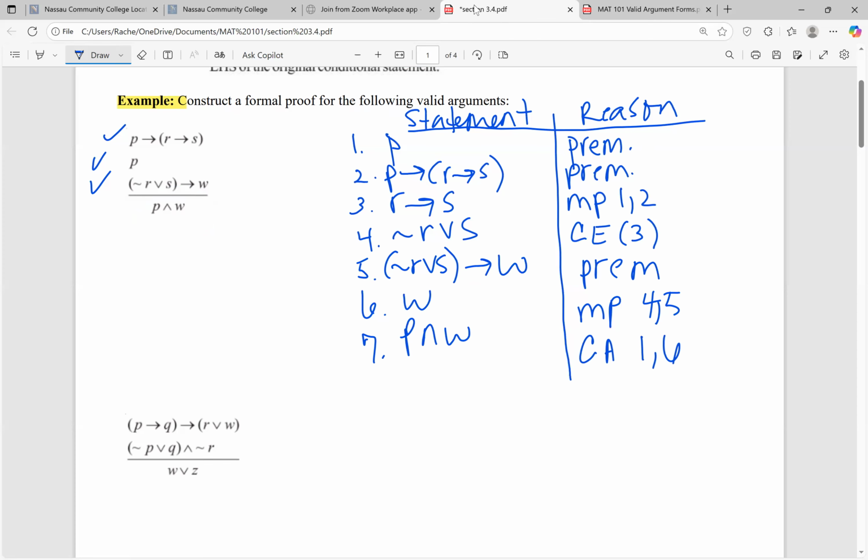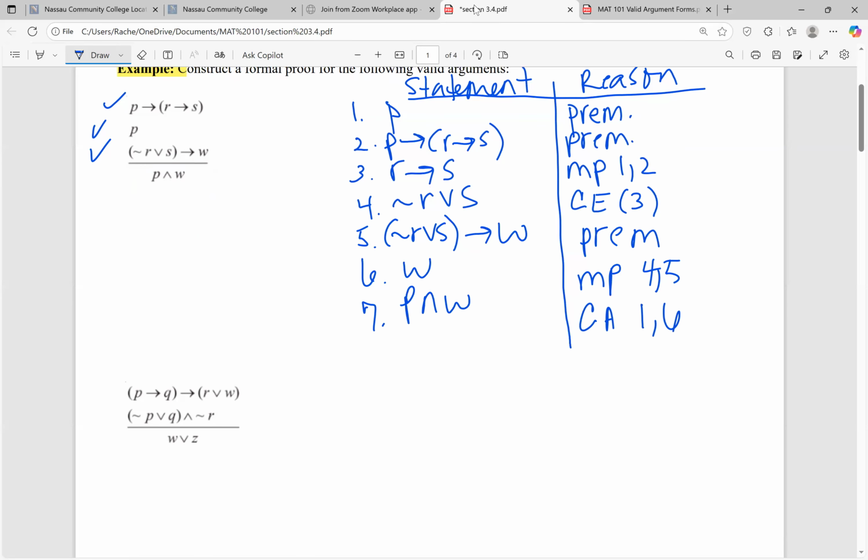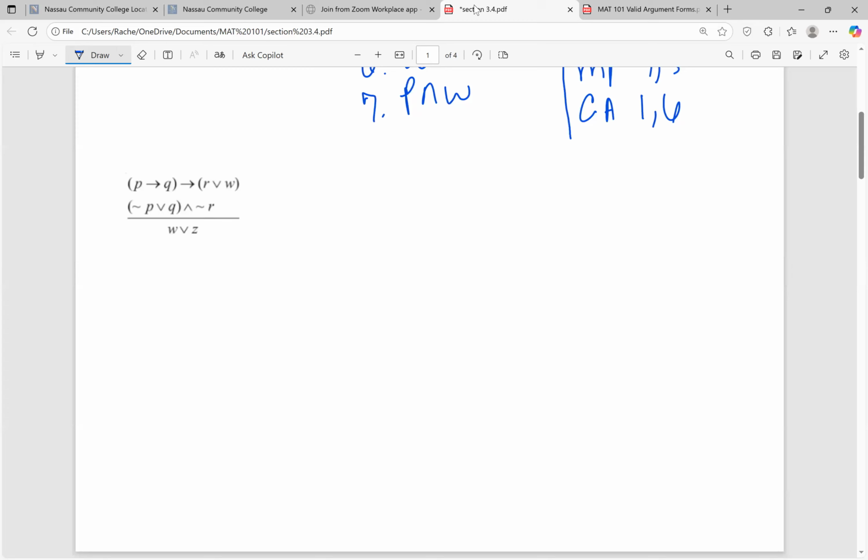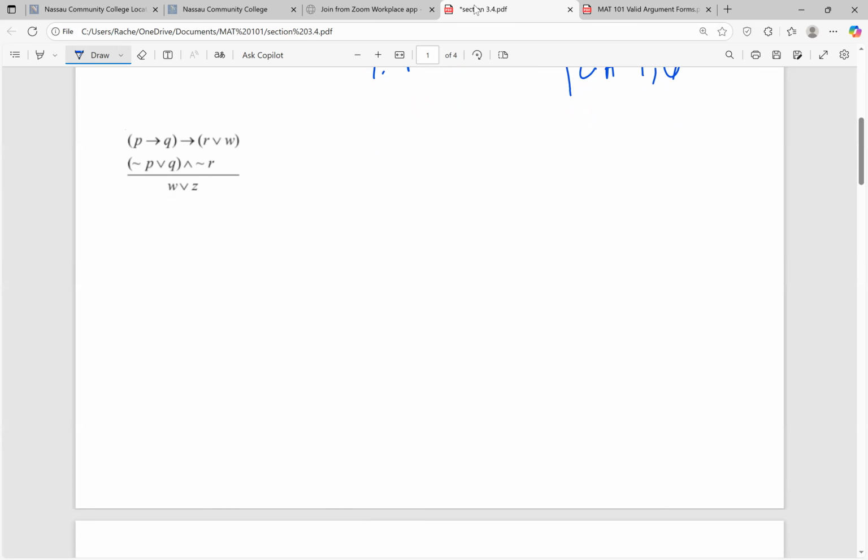So this had a couple of different things that we've already worked on, right? The new thing that we incorporated into this was using the conditional equivalence, but we also had modus ponens and the conjunctive addition argument form, right? So these are the things we have to look out for. All right, so let's look at this next example.